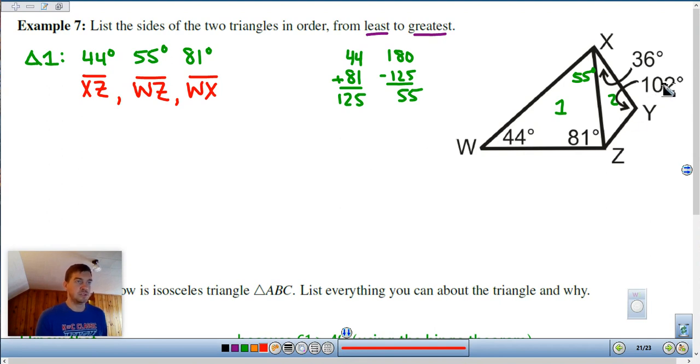Now, you see the 102, that is definitely the largest angle in this entire diagram. But that doesn't mean that whatever is across from the 102 is the largest side in the diagram. It's just going to mean that it's the largest side in that triangle. And that's important to understand.